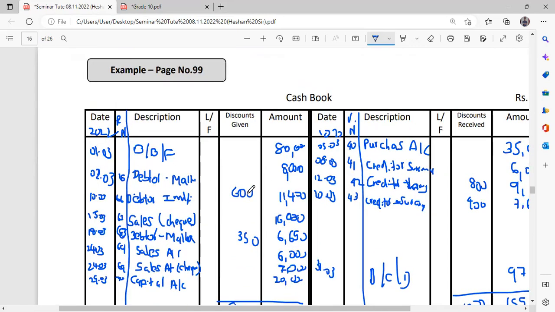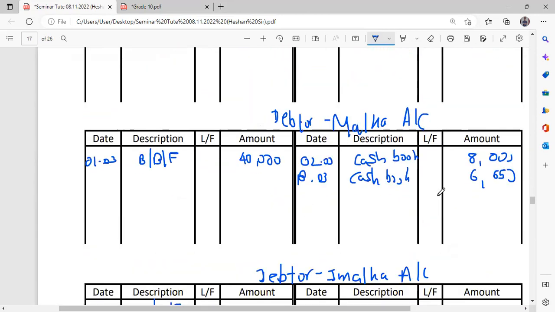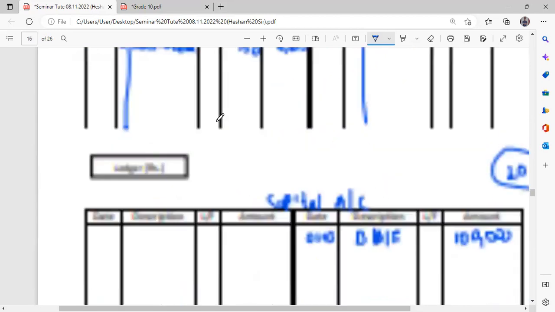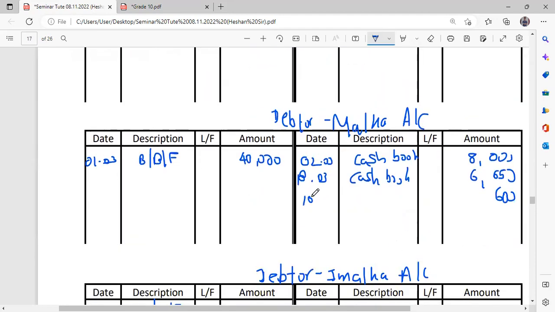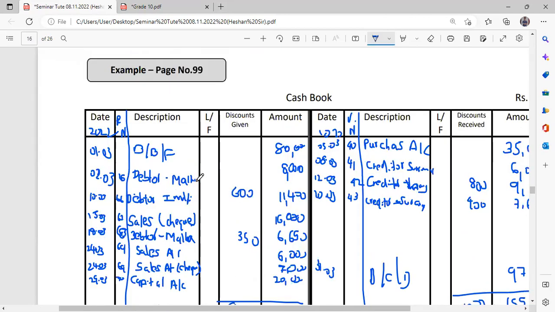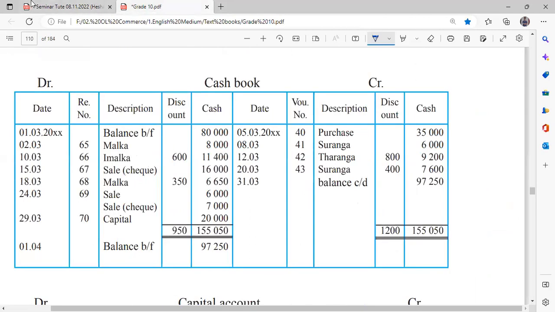So you need to find debtors and you need to credit to the separate discount debtors account. These are the debtors, debtor Imalka and debtor Malka. This is debtor Malka's account, right? 600 on the relevant date, right? March 10th. Sorry, March 10th, right? Okay, wait a minute. Yeah, sorry, March 10th.